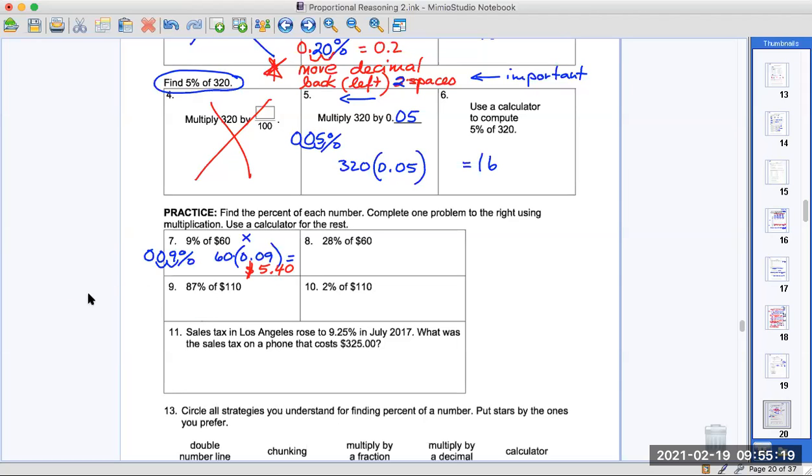All right, next one, 28% of 60. So the 28% needs to be changed to a decimal. 1, 2. So it's 60 times 0.28. And then put that in your calculator. Oh, I worked that one out. $16.80.